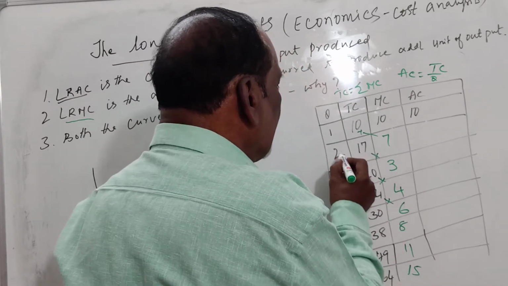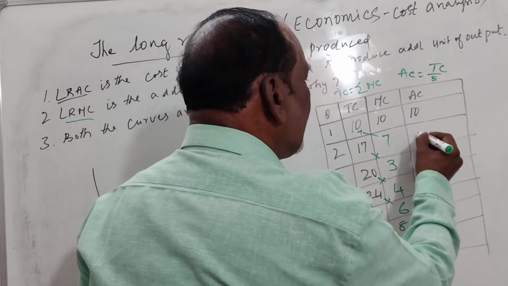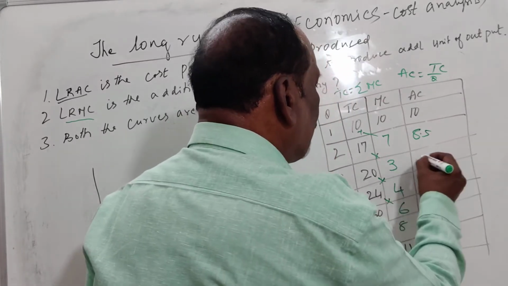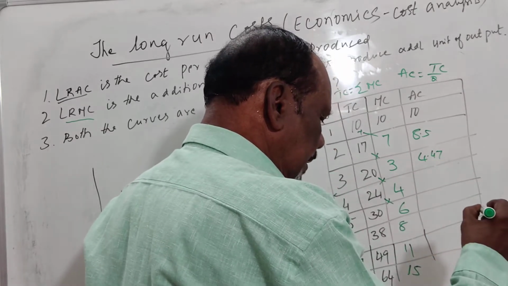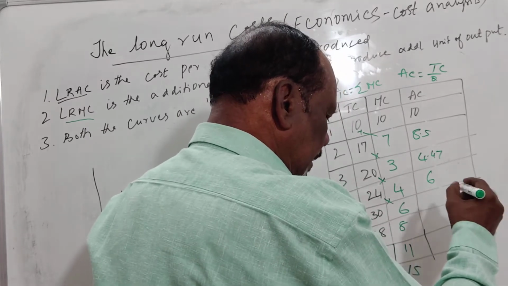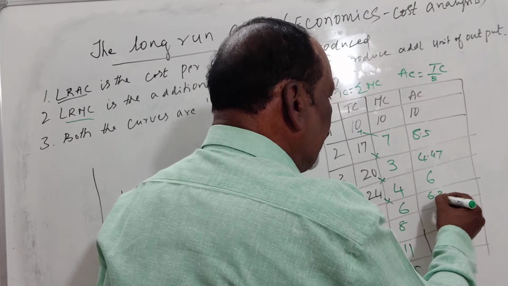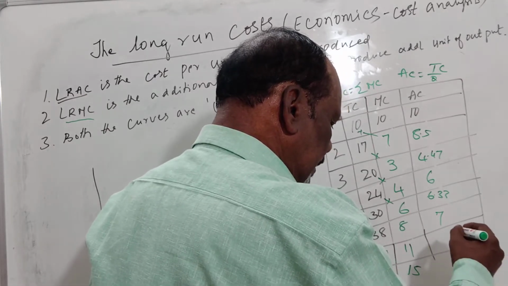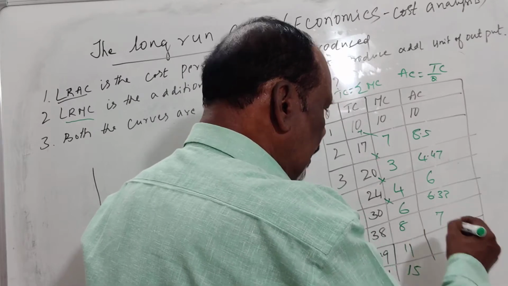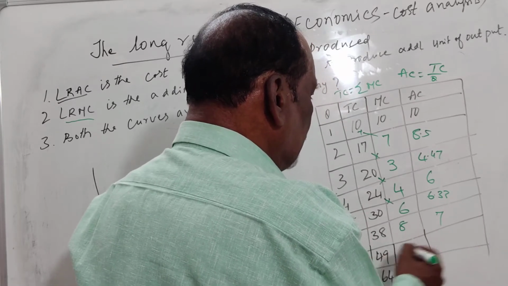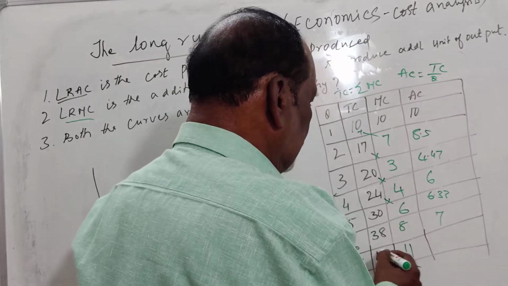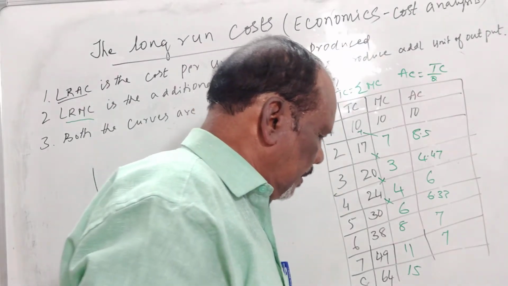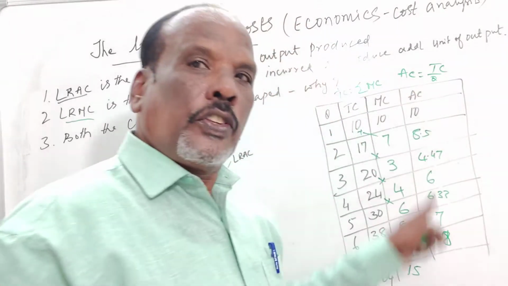17 divided by 2, that is 8.5. And then this is 4.47. Next, 6.35, 33, and then it is 7. This one, what was the total? All right, 7. Sorry, 8. This is how we have to calculate AC.